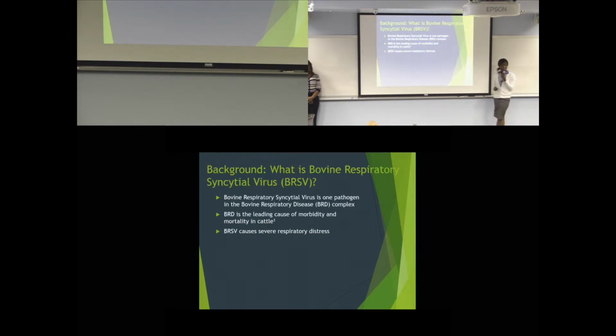Bovine Respiratory Syncytial Virus, BRSV, causes respiratory distress, which includes interstitial pneumonia, which is the inflammation of the walls of the alveoli. It also causes bleeding in the bronchi and the bronchioles. Aside from this respiratory distress, it is one of the pathogens in the larger bovine respiratory disease complex, which is the leading cause of morbidity and mortality in cattle feedlots in the United States.